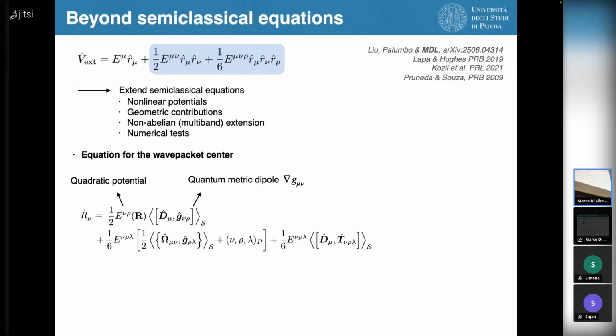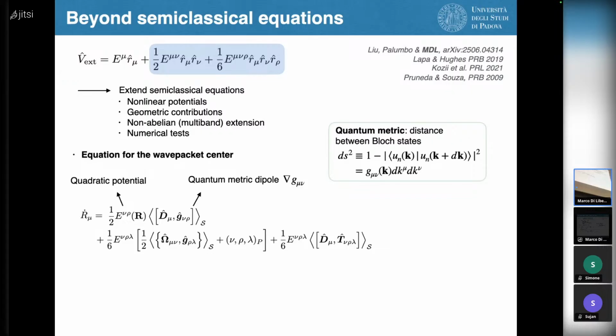You see you have two indices. These two indices are for the quadratic potential. So the velocity is now coupled via the quadratic potential to what? To the derivative of the quantum metric, which people usually call the quantum metric dipole. For people who don't know or don't remember what the quantum metric is, it is a quantity that characterizes the distance between Bloch states. This is the fidelity between Bloch states at different k, close k points. So 1 minus the fidelity is the infidelity. And this in differential geometry can be put formally in this structure, where g mu nu describes the metric of this space of Bloch states.